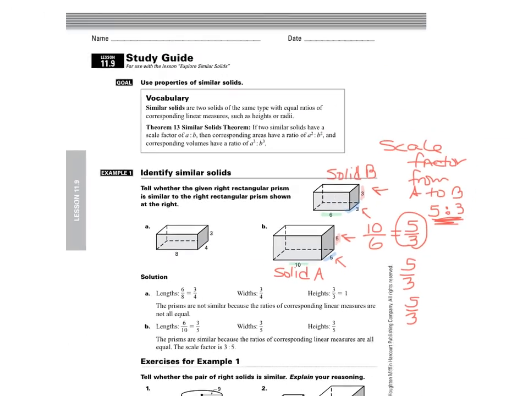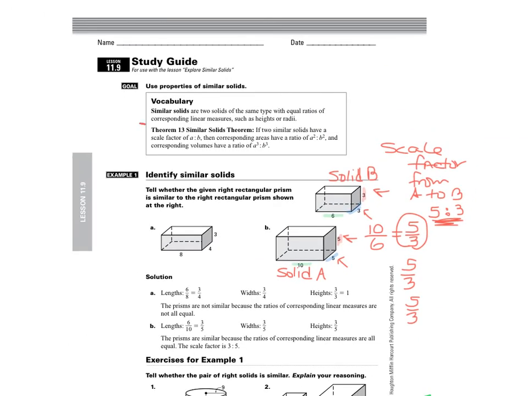You're also going to know this similar solids theorem. Remember that the ratio of the corresponding sides is A to B. The ratio of the corresponding surface areas is A squared to B squared. And the ratio of the corresponding volumes is A cubed to B cubed. Be able to work with these ratios.